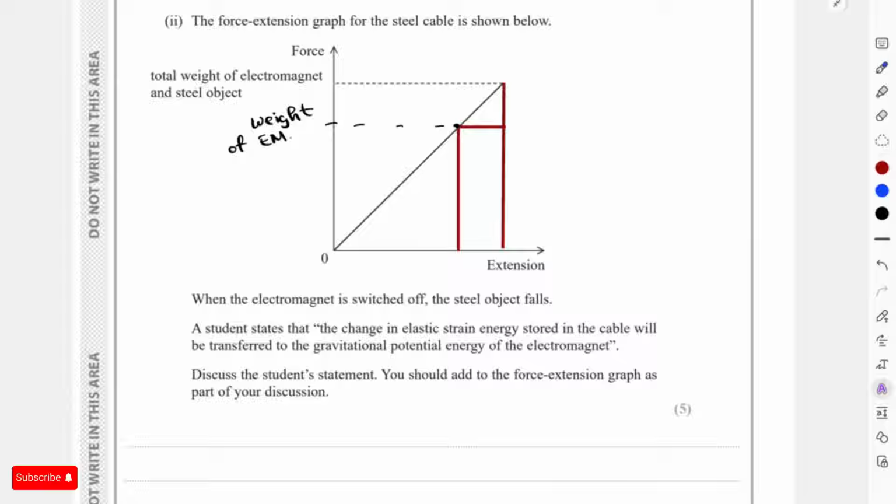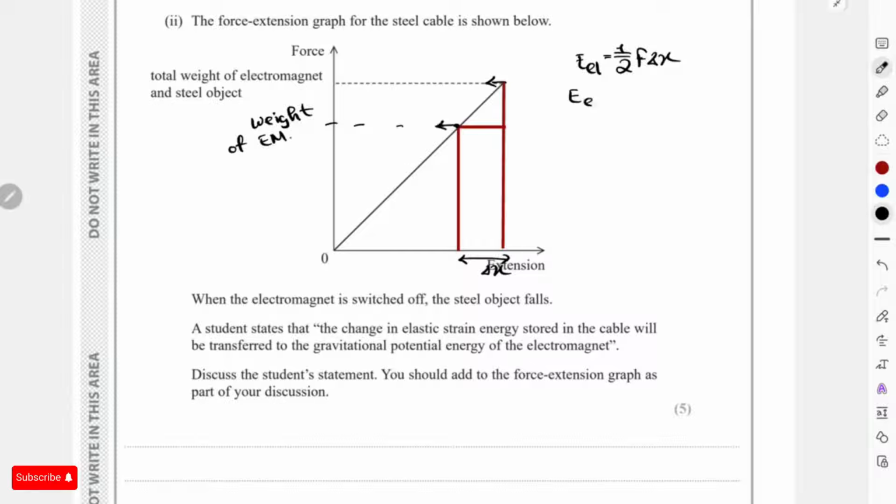That's what the student was indicating, that that amount of elastic strain energy will be equal to the gravitational forces. Now remember, for elastic strain energy, the equation is half force extension, right? Now over here, extension is going to be this much. This is the extension, which is clearly fine. But for force over here, which force are you going to use? The force that you're supposed to use is this force, which is basically the combination of your electromagnet and object, and also this force, which is basically only the weight of your electromagnet, right?